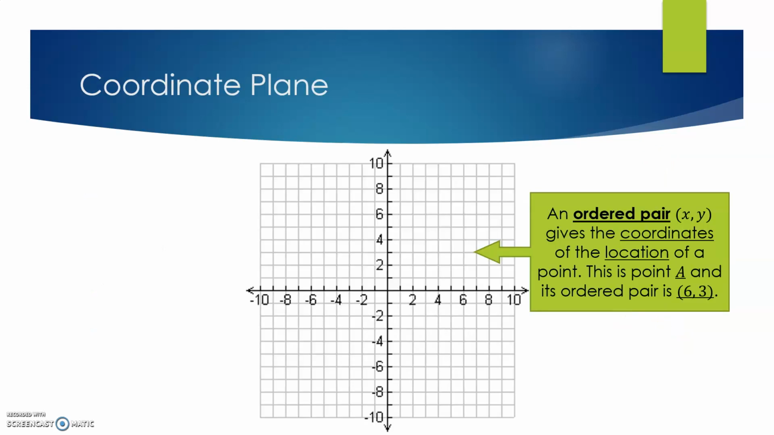An ordered pair, (x, y), gives the coordinates of the location of a point. So if we have a point right here, it's the ordered pair (6, 3), because we talk about how many do we go over in the x direction and how many do we move in the y direction. So we move 6 in the x direction, 3 in the y direction. Remember that this is the x-axis and this one is the y-axis.